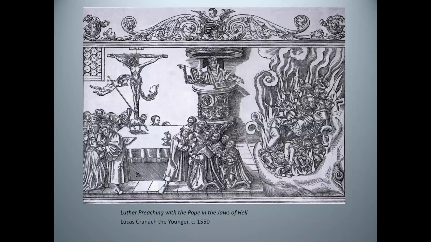By 1550, Cranach's son took this message even further in his woodcut, Luther Preaching with the Pope in the Jaws of Hell. In this scene, Luther is in the center on the pulpit, while the Roman Catholic Pope is agonizing in the jaws of hell in the bottom right. By the mid-16th century, Protestants had cemented the divide with the Roman Catholic Church.